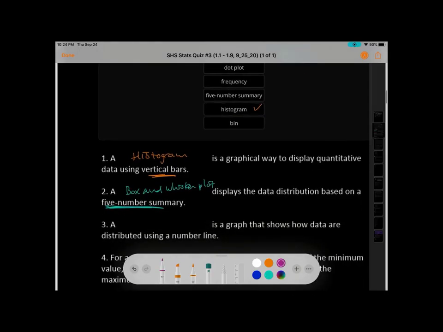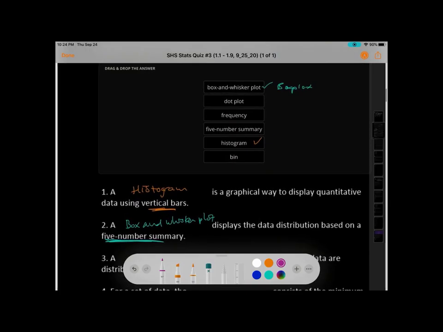What do we got? A blank is a graph that shows how data are distributed using a number line. I'd put a dot plot.